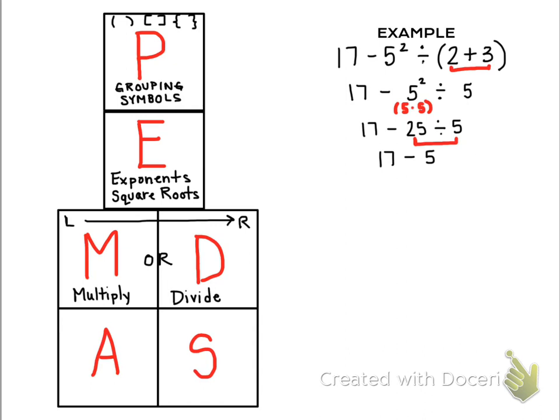And again, it is or. It's whatever comes first from left to right. You will either add or subtract whatever comes first. Well, what we have in this problem is just a subtraction problem. So I can take that 17 minus 5 and subtract and get 12.